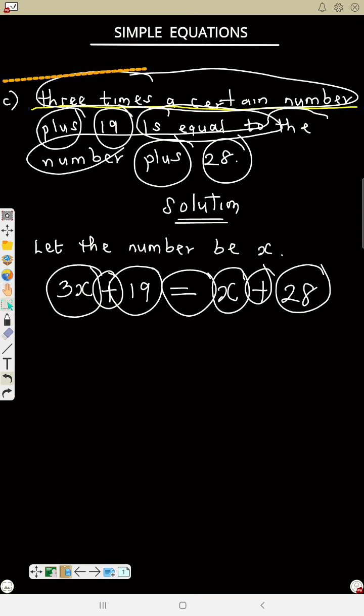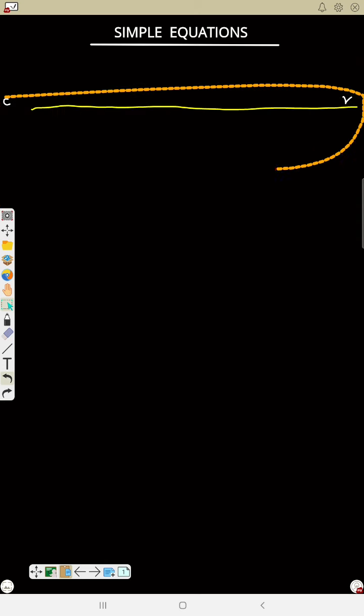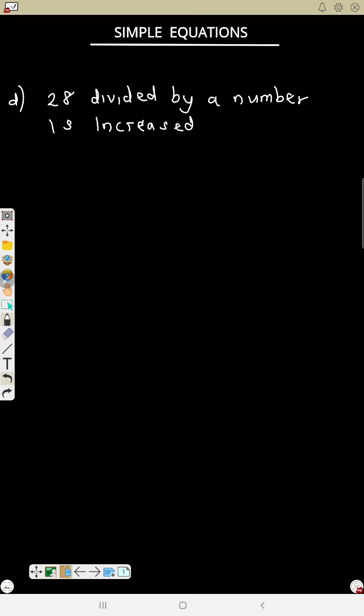So let's see another one. 28 divided by a number is increased by 5 and the result is 7. 28 divided by a certain number is increased by 5 and the result is 7.